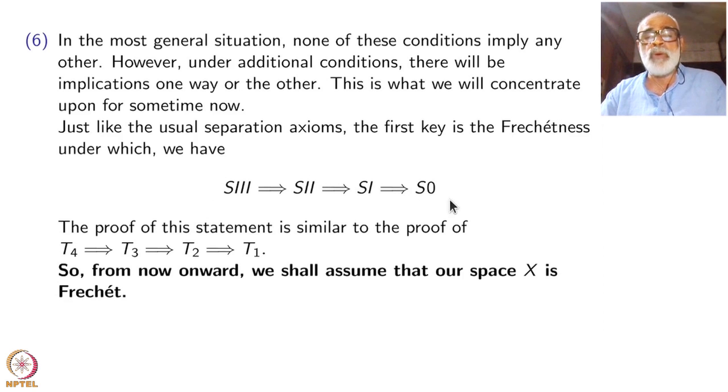So from now onwards we shall always assume that our space is a T1 space. Then we will try to see whether we can come back. And that is where we have to put more and more conditions.